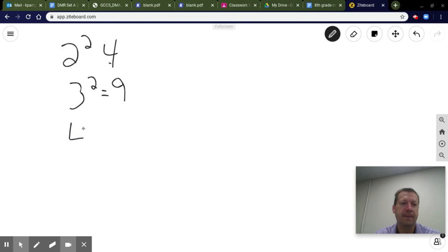4 squared equals 16. 5 squared is 25. 6 squared is 36. 7 squared is 49. 8 squared, 8 times 8, is 64. 9 squared is going to be 81. 10 squared is 100. 11 squared is 121, and 12 squared is 144. 13 squared is 169. 14 squared is 196, and 15 squared is 225. I don't think anything on today's assignment is going to go above that.